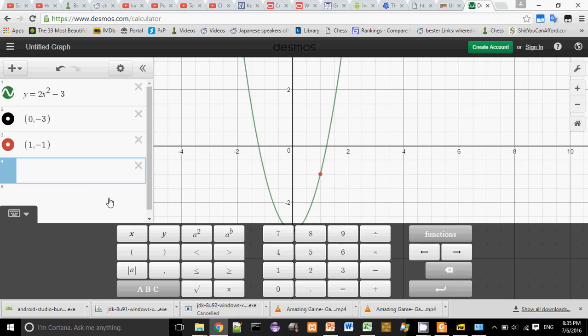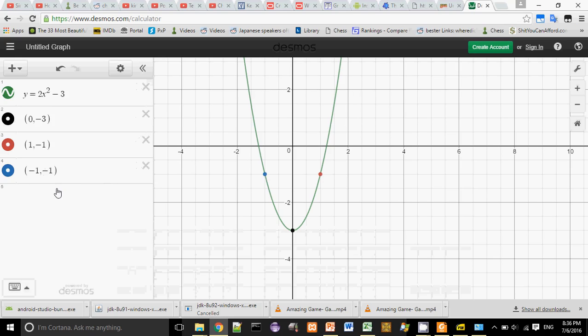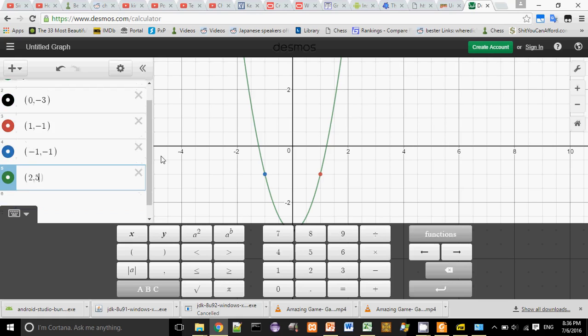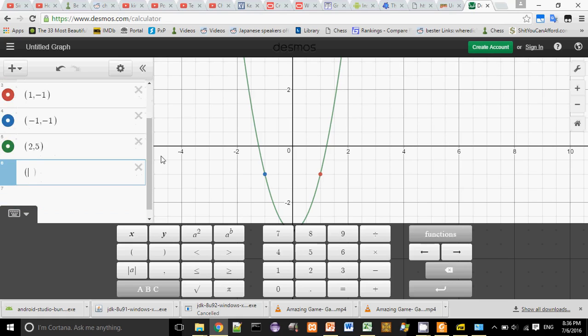You get the same. Parabolas are often symmetrical, so you have the mirror image. Okay, what about 2? 2 squared is 4. Times that by 2, you get 8. Minus 3 is 5. So (2, 5). And it's going to be the same on the other side.